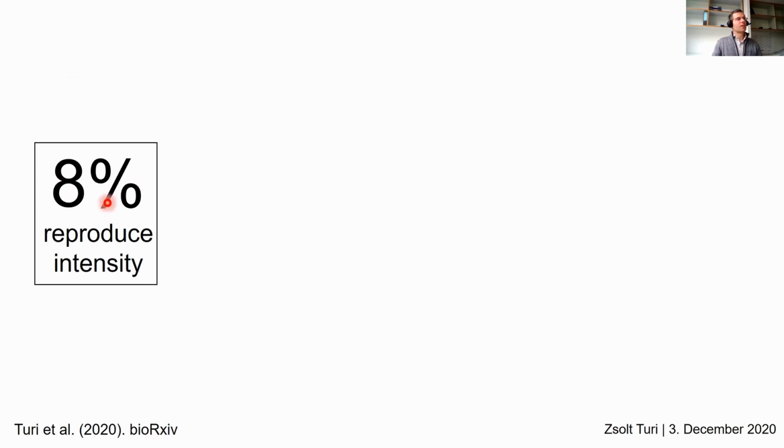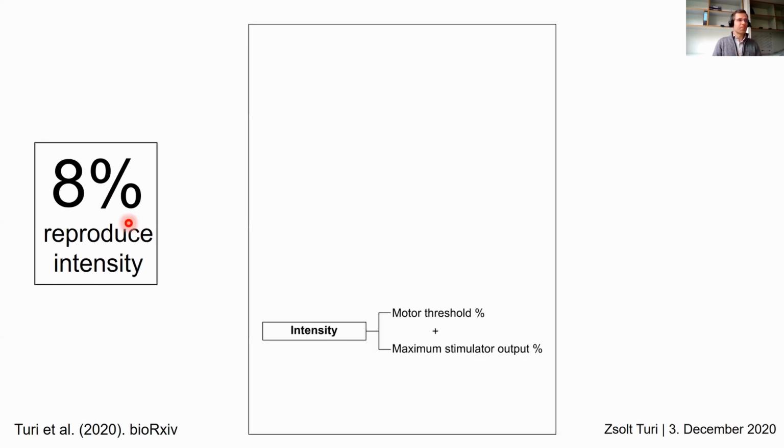Because according to our systematic review, based on 760 articles, we found that only 8% of the studies provide enough information needed to reproduce the stimulation intensity. And the main reason for this was the fact that most people report the percentage of the motor threshold intensity. For example, I say we used 90% of the resting motor threshold, but we do not report the corresponding maximum stimulator intensity in percentages.